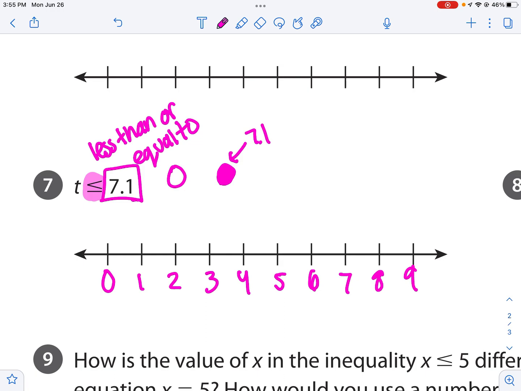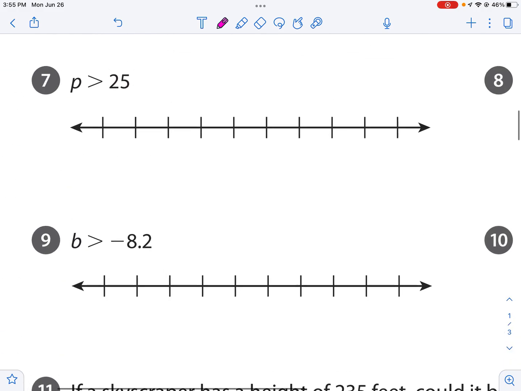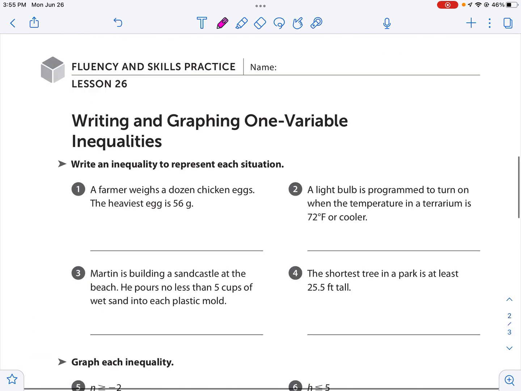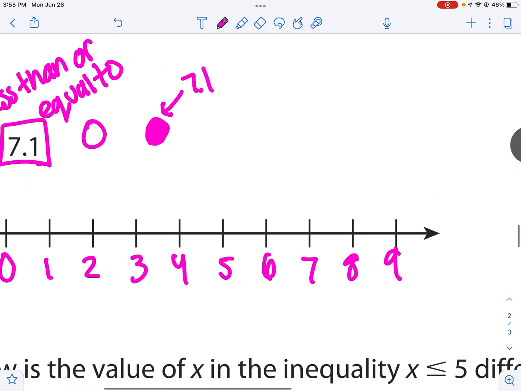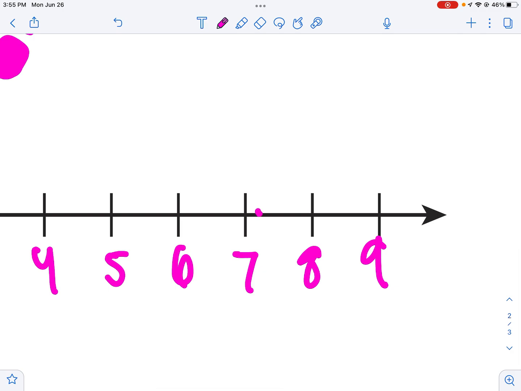So if it has a line underneath it like this does, we put a closed dot. If it doesn't have a line underneath it, like how these ones up here don't have lines underneath them, then you use an open dot to graph. Okay, so here we go. So I'm going to put 7.1. 7.1 is going to be somewhere between 7 and 8, probably pretty close to 7, maybe right here.